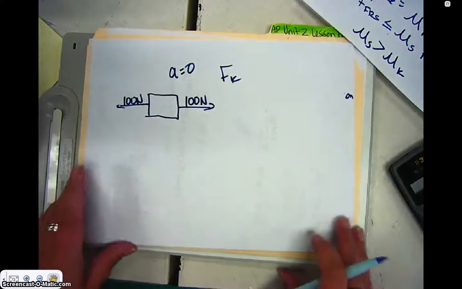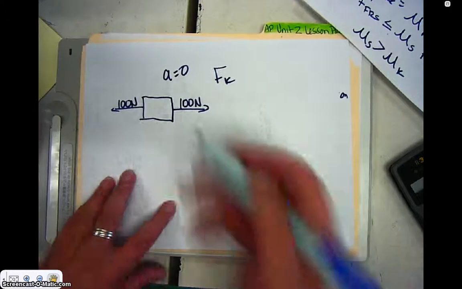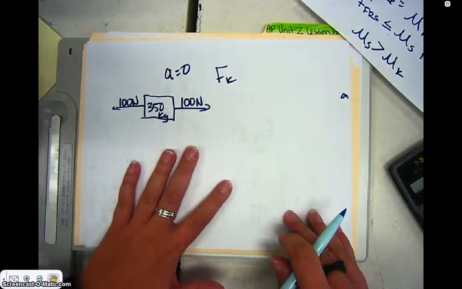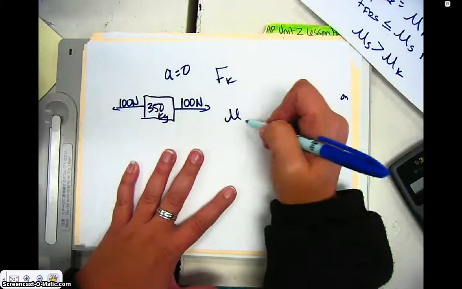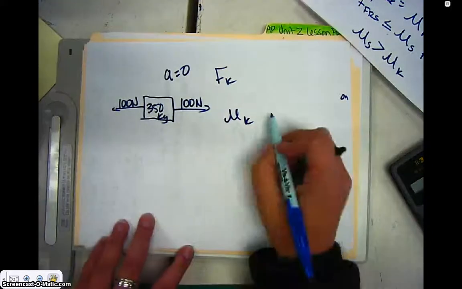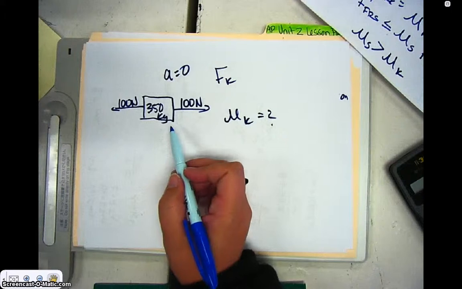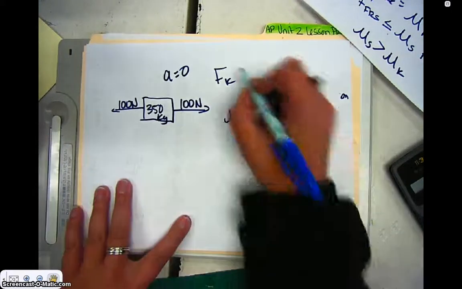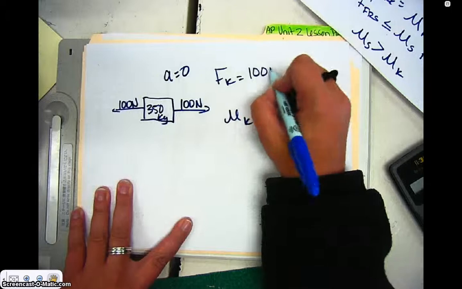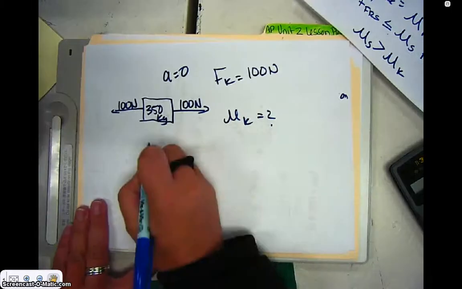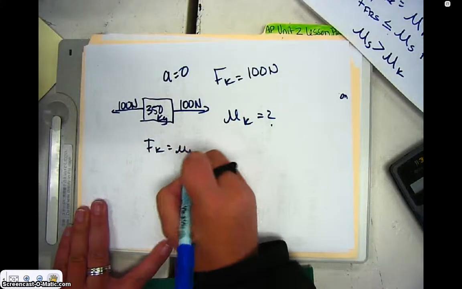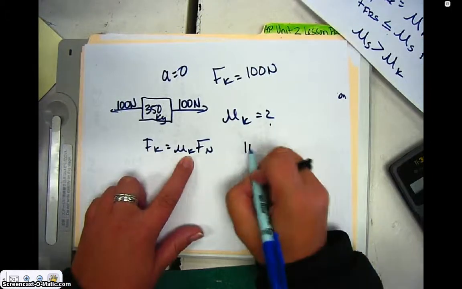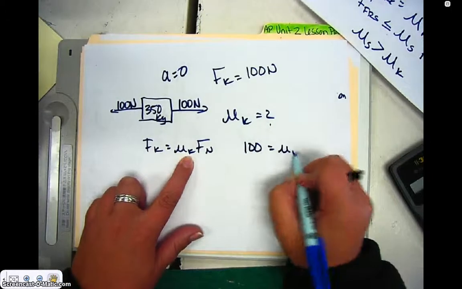Now, let's say that the couch weighs 350 kilograms. Let's figure out what the coefficient of kinetic friction is between the couch and the carpet. I know that my force of kinetic friction is 100 newtons. So I've got Fk is equal to mu k Fn. We'll just plug in: 100 is equal to mu k. That's what I'm trying to solve.